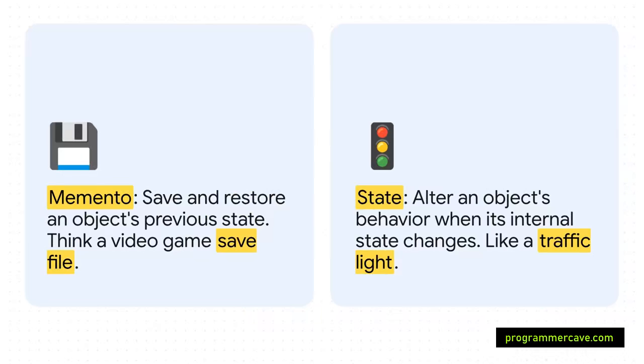Now this slide covers two really useful patterns for handling state. First, memento. Just think of it like creating a save file for an object. It lets you capture and store an object's internal state so you can restore it later. Perfect for implementing undo. The state pattern, on the other hand, is totally different. It lets an object change its behavior when its internal state changes. Instead of a huge if or switch statement, you encapsulate the logic for each state into its own type.